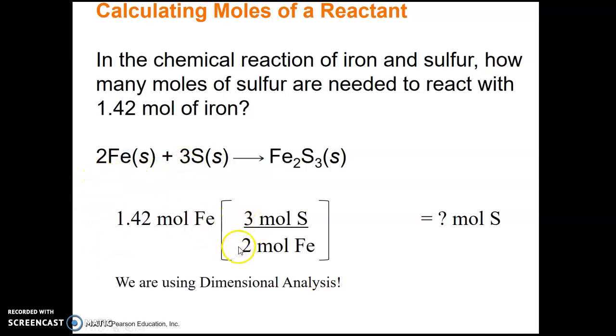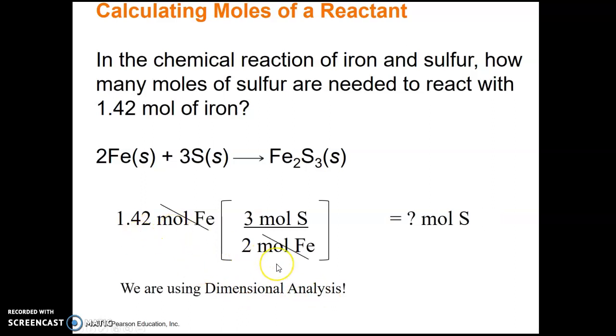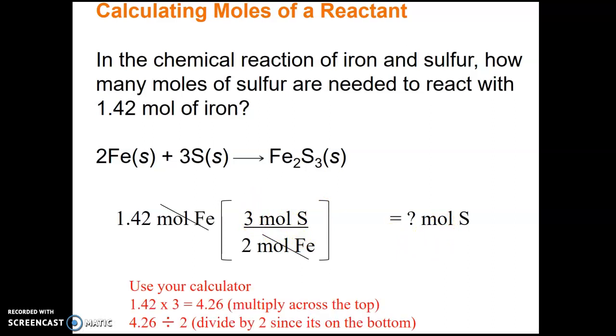So I write 3 on top and 2 on the bottom because I'm about to use dimensional analysis. You get points this week for showing your work, and you also get points for showing what units cancel. Since I started with moles of iron, I have to put moles of iron on the bottom of my dimensional analysis work because moles over moles will cancel out. I'm left with these units, moles of sulfur, and that's what I want, moles of sulfur. So I'm ready to use my calculator.